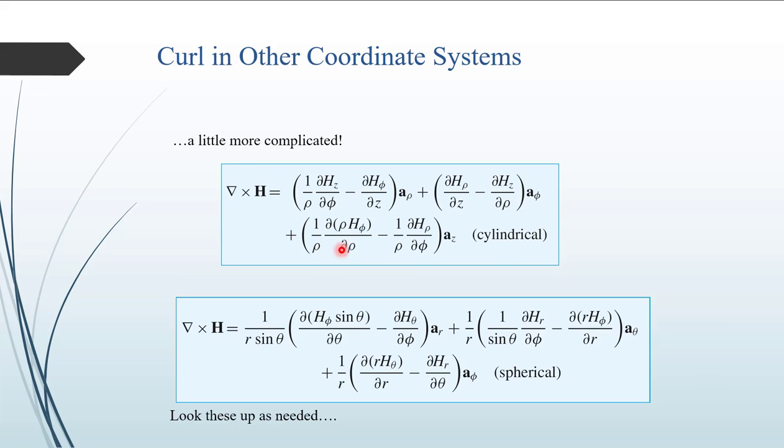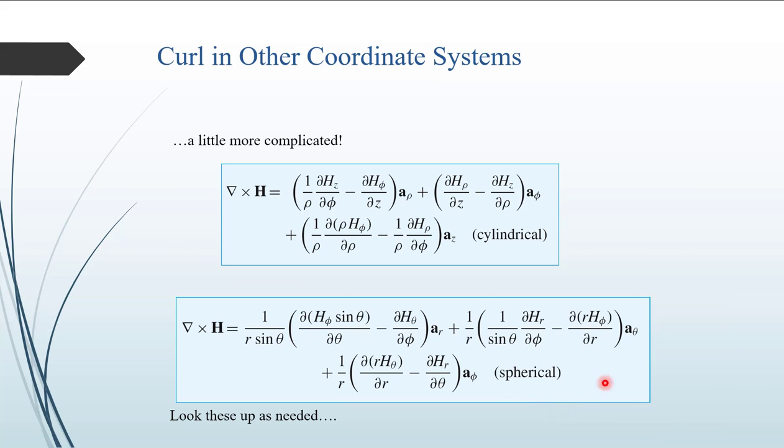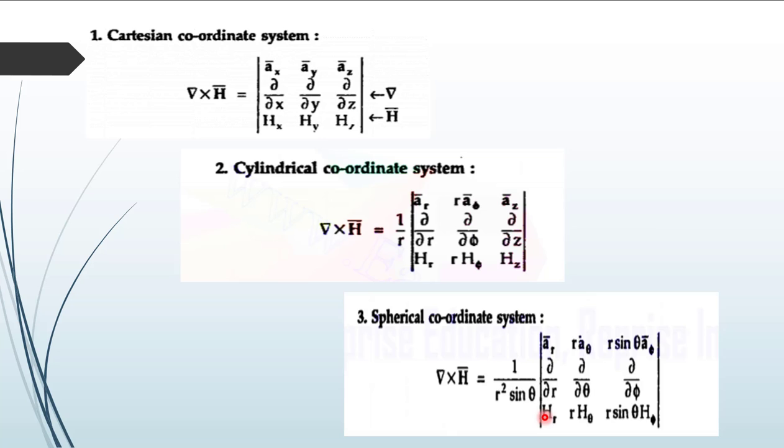Here 1 upon rho means 1 upon r. Now for the third system, the spherical coordinate system, del cross H is equal to 1 upon r square sine theta times the determinant whose first row is ar cap, r a theta cap, and r sine theta a phi cap. The second row is ∂/∂r, ∂/∂theta, and ∂/∂phi. And the third row is Hr, r H theta, and r sine theta H phi. If you solve the determinant, we will get this kind of equation again. So either you remember this equation or you remember these determinants. Remembering the determinant is very easy. That's why I have explained these determinants here.